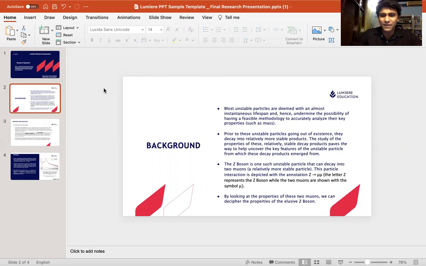In the context of my research paper, I focused on studying the properties of an unstable particle known as the Z boson. The Z boson can decay into a wide range of particles. However, I focused on its decay into two muons. The muon is a relatively more stable particle, and this decay is simply known as Z mu mu decay, or it's also depicted with a Z arrow mu mu, which basically means the Z boson decaying into two muons.